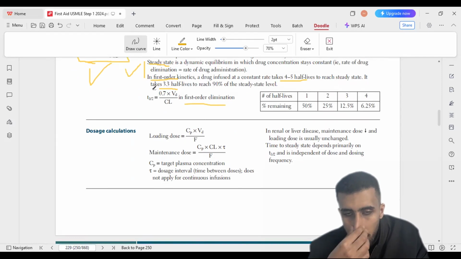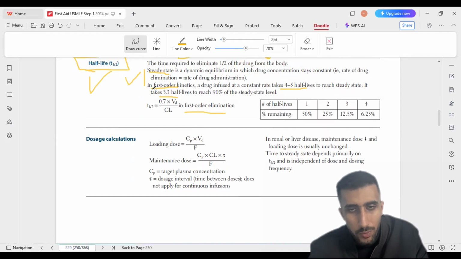This brings us to the loading dose. For some drugs I will not wait 4 to 5 half-lives to reach a steady state. For example, levetiracetam: the patient is convulsing, and I have to give a loading dose to control the seizures. This will depend on the Cp, which is the target plasma concentration, how much drug I need to reach it, and the volume of distribution, which is specific for each drug, and the bioavailability. For IV, it's 100%, or it would be different for different kinds of drugs. So the loading dose is the target concentration times the volume of distribution, divided by the bioavailability.